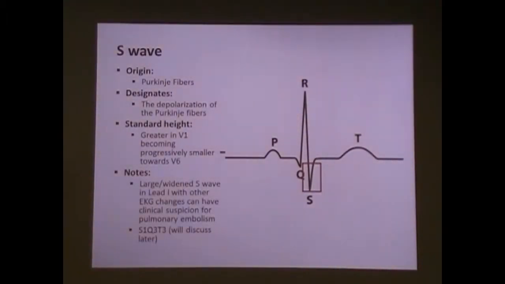Large widened S waves in lead 1 and other EKGs can be suspicious of pulmonary embolus. And I'm going to talk later about this, S1, Q3, T3. If you have an S wave in lead 1, a Q wave in lead 3, and an inverted T wave in lead 3, that's indicative of suspicion for pulmonary embolus. So it's not the correlation.